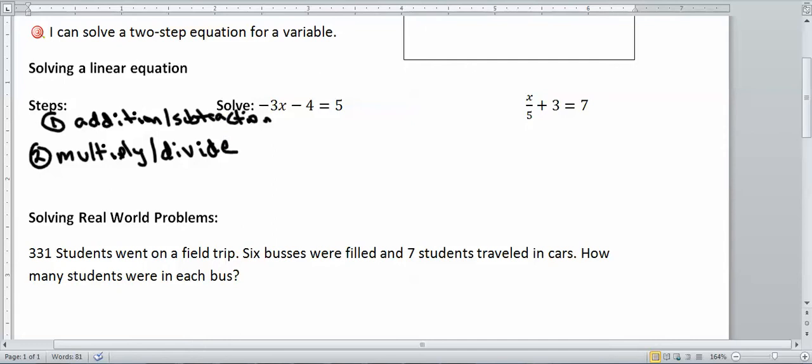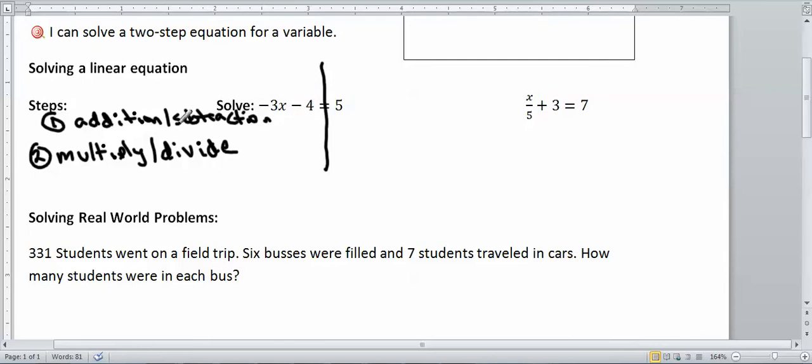And in my first example here, I've got negative 3x minus 4 is equal to 5. And remember, this still follows all the rules of an equation. Whatever I do to one side, I have to do to the other to maintain balance. Okay, I'm trying to get x by itself, get a value for x, which means I have to get rid of this negative 3, which is being multiplied, and this negative 4, which is being subtracted.